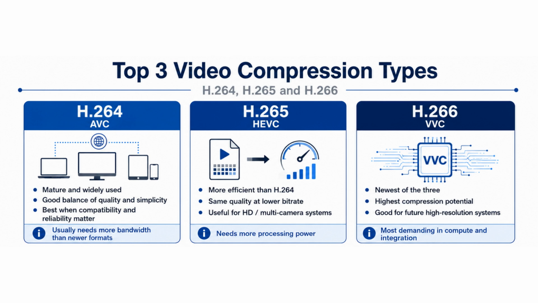H.266, also called VVC, is the newest standard. It offers the highest compression potential and is aimed at future high-resolution systems. However, it is also the most demanding in terms of computing power and integration. In simple terms, H.264 focuses on compatibility, H.265 improves efficiency, and H.266 pushes compression further for advanced applications.